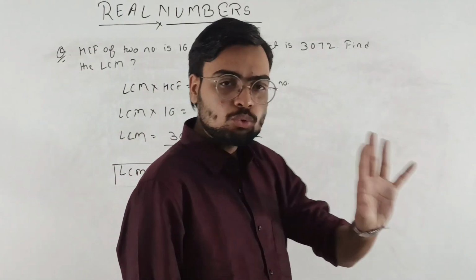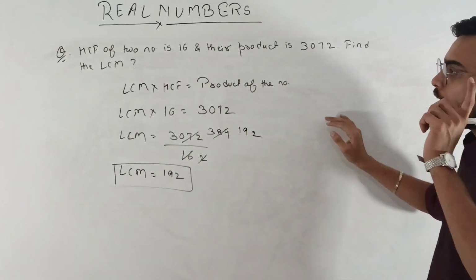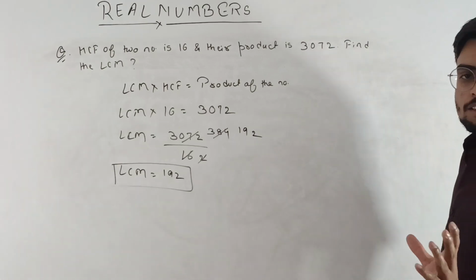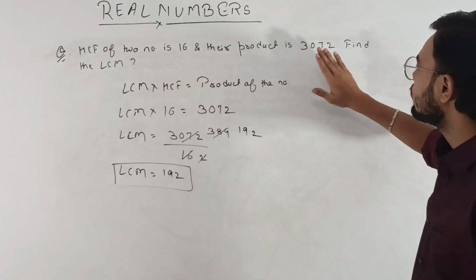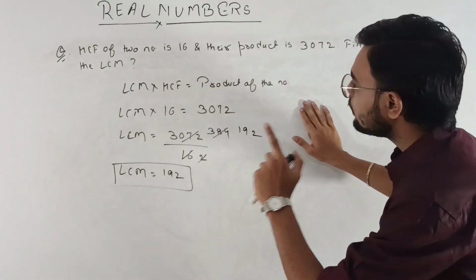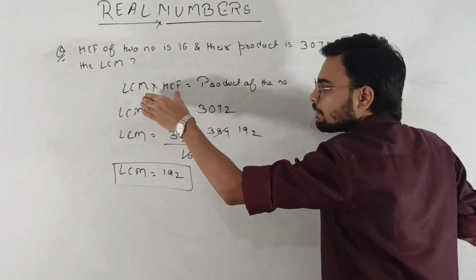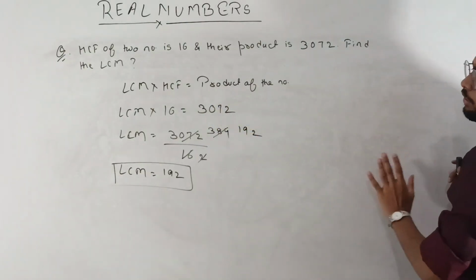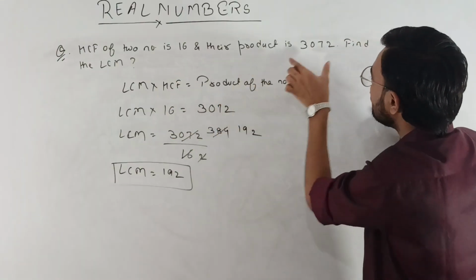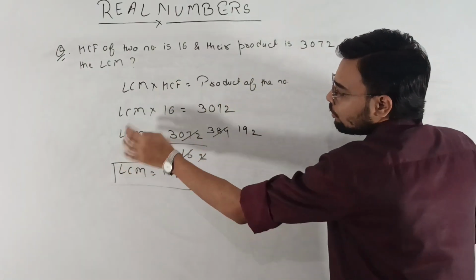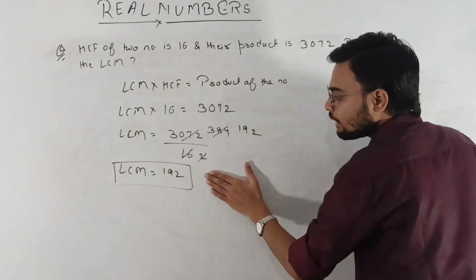Let's see one more time. The question is given that the HCF of two numbers is 16 and the product of these two numbers is 3072. Then we have to find the LCM. The question is saying that there are two numbers, and the HCF of these two numbers is 16 and the product of these two numbers is 3072. Then we know the relation between HCF and LCM. The relation is LCM multiplied with HCF is equal to the product of the numbers. LCM into HCF, I write 16, and the product of the numbers is 3072, so I write 3072. From this equation, LCM is equal to 3072 upon 16. After calculating this, I get LCM is equal to 192.